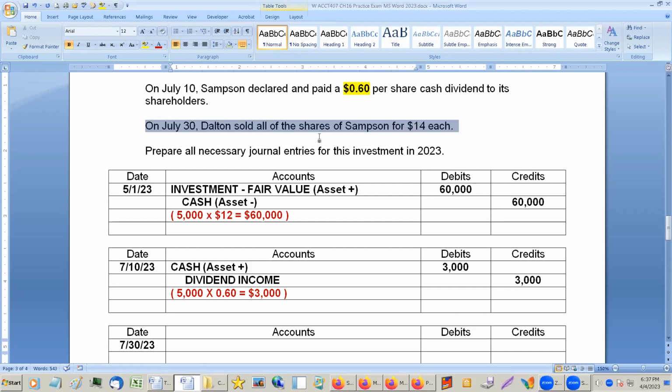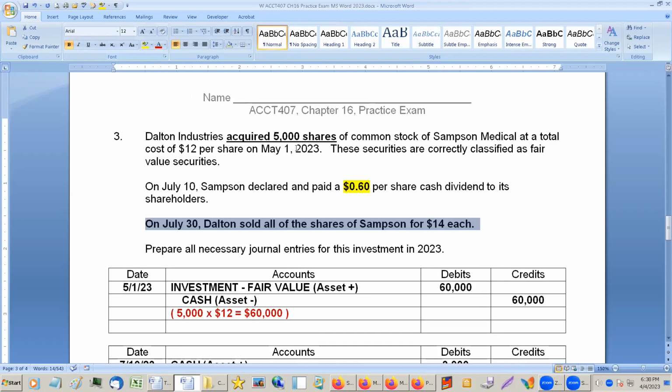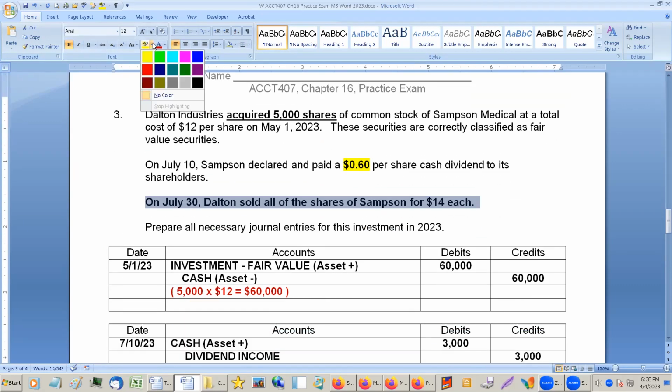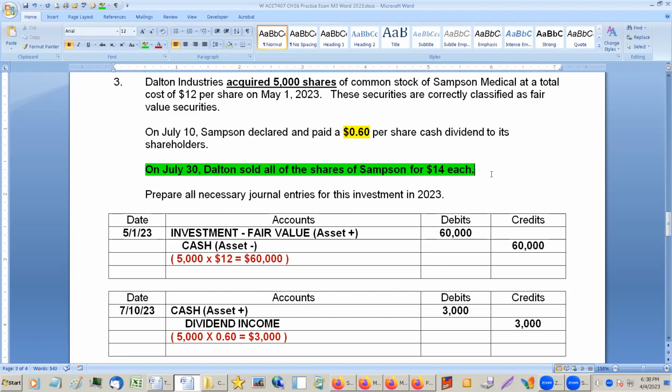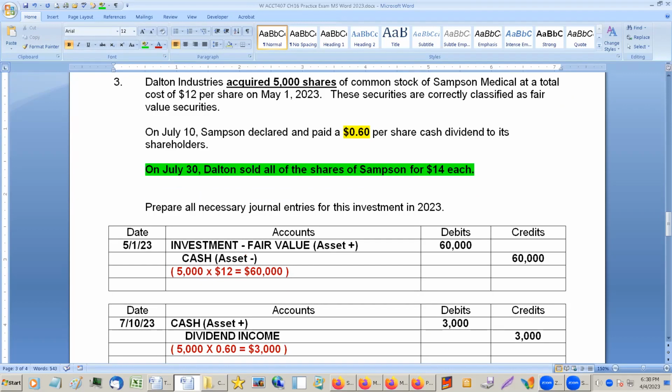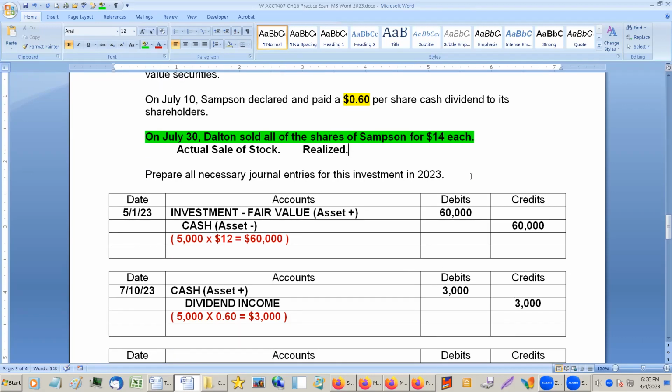We sold all the shares. Now, is this a realized gain, or is it a gain or loss? It's a gain. It's realized. They're actually selling it. The test could have a realized gain or a loss, but in this case, it's a realized gain.